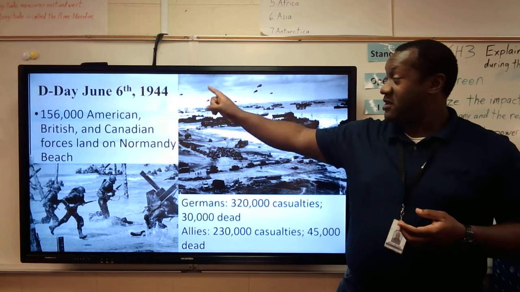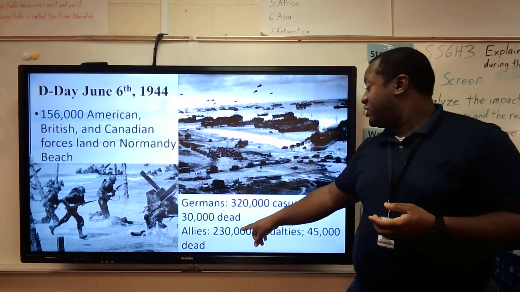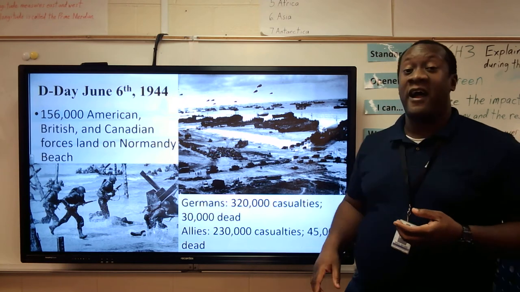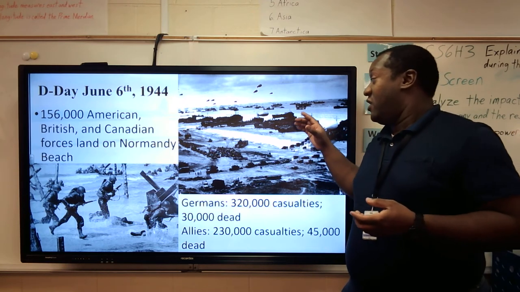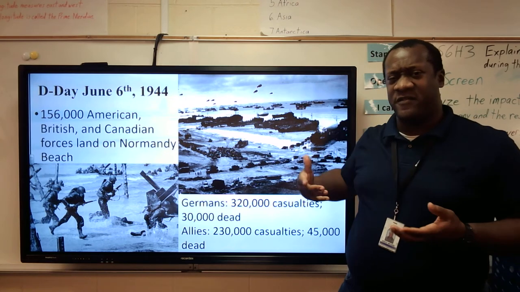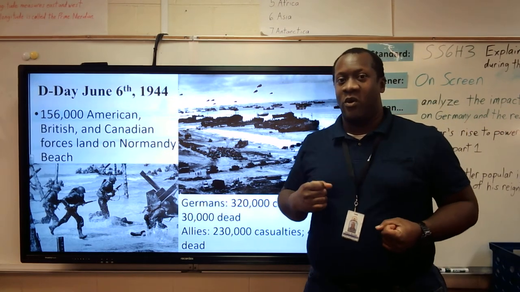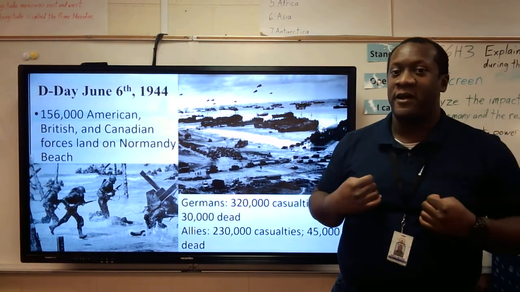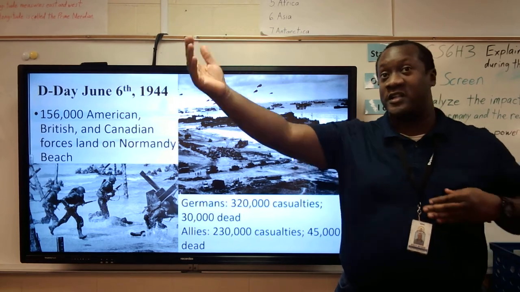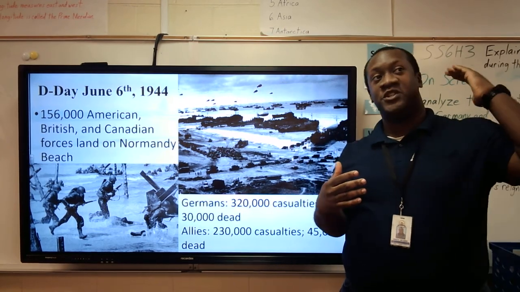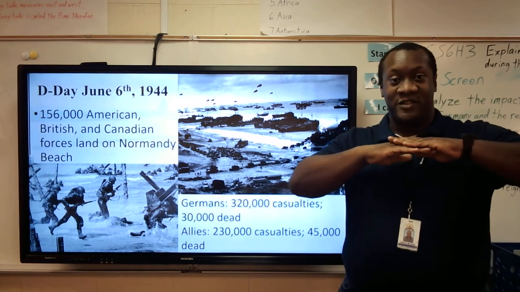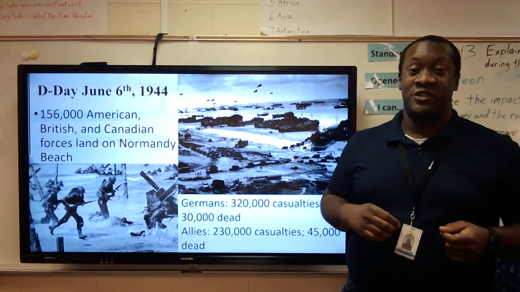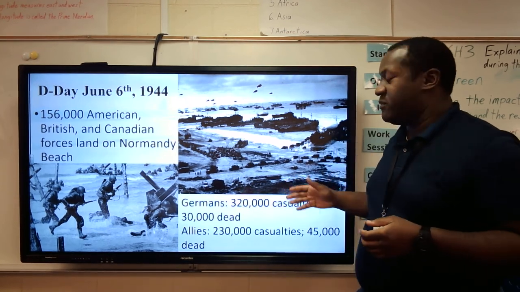The Allies, the American, British, and Canadian forces, 230,000 casualties, meaning 230,000 wounded, 45,000 dead. If you guys have ever been to the beach, once you go in the water, it's kind of hard to just turn back and walk to land fast. But imagine having 60 pounds of equipment on you, walking through the water as bullets are flying all around you from machine guns way off in the distance. And you have to storm an open beach, get to the cliffs, climb up the cliffs, and get rid of those machine guns. Right? That's why so many died.